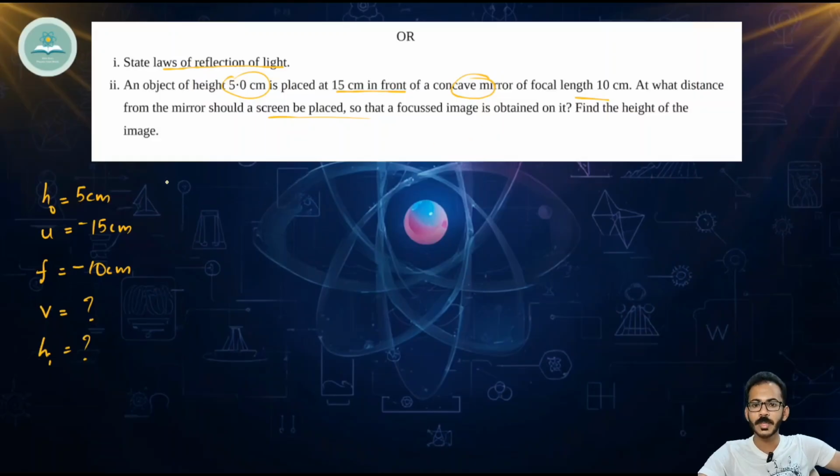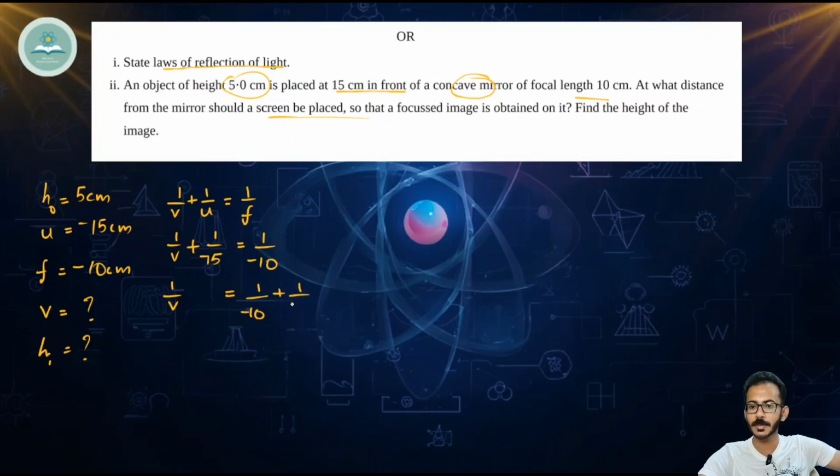So we have to use the mirror formula, that is 1 by V plus 1 by U is equal to 1 by F. 1 by V is unknown. We'll write it as it is, plus 1 by U. 1 by U is 1 by minus 15 is equal to 1 by minus 10. I'll keep 1 by V here, equal to 1 by minus 10. Here minus into plus, it is minus. Minus when it comes here, it will become plus 1 by 15. I'll just rearrange and write it.